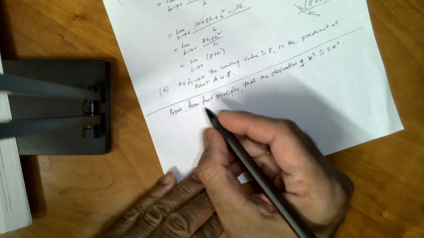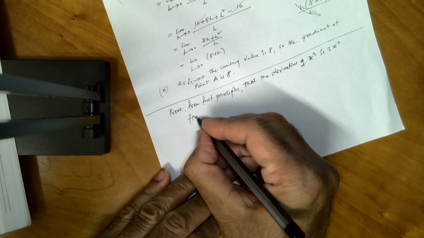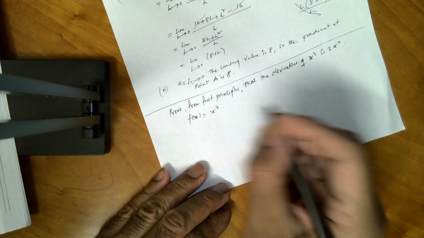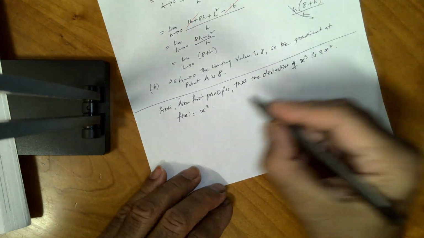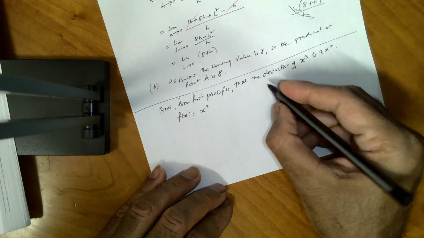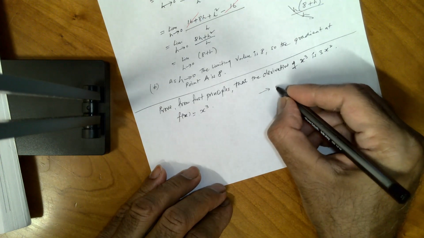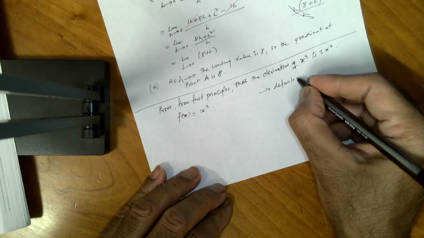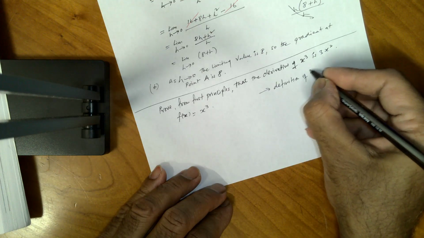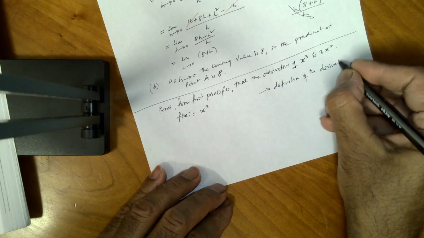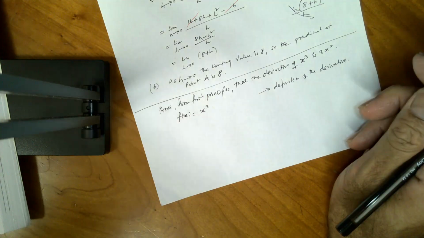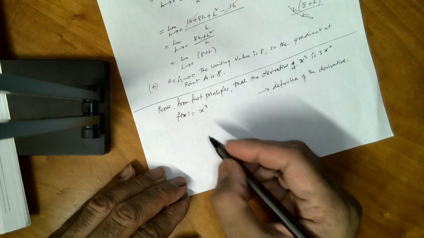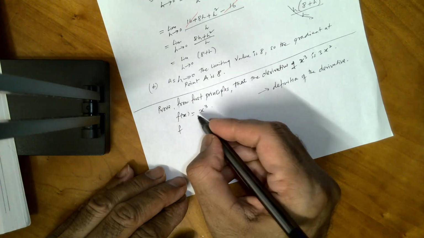So here again, f(x) is equal to x cube. Okay, so as I said here, we will use the definition of the derivative. Okay, now you have f(x) equal to x cube.